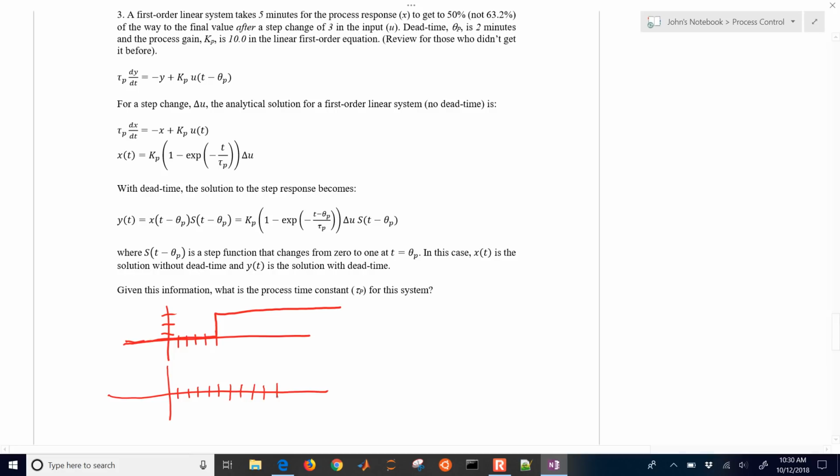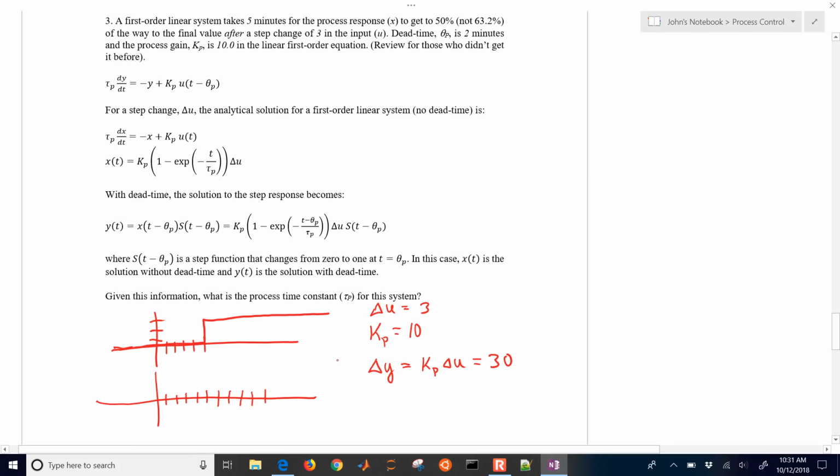So let's think about how far it's going to go in the end. We had a gain, Kp, equal to 10. So my delta Y equals Kp times delta U. My delta U is 3, so my delta Y is eventually going to go to 30. My delta U at steady state was 3. Okay, so this means it's eventually going to make it all the way up to a value of 30.